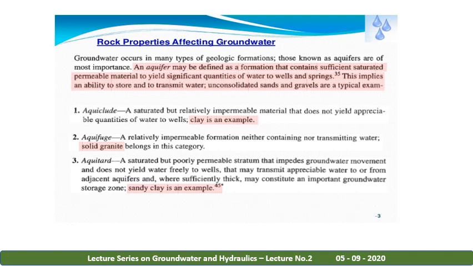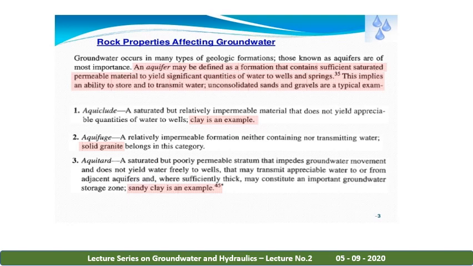Aquifuge is a relatively impermeable formation, neither containing nor transmitting water, as in solid granite, which is a hard material having low porosity and permeability. Hence, only about 0.5 percent of water may transmit through that particular region. That is called an aquifuge. Example is granite.